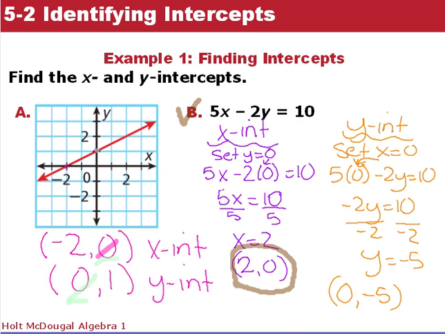For the y-intercept, again, this time we set x equal to 0. So you can think of covering this piece up here, leaving us with -2y equals 10, because when x is 0, the x term goes to 0. Solving for y, we get y equals -5. So our y-intercept is at the point 0, -5.